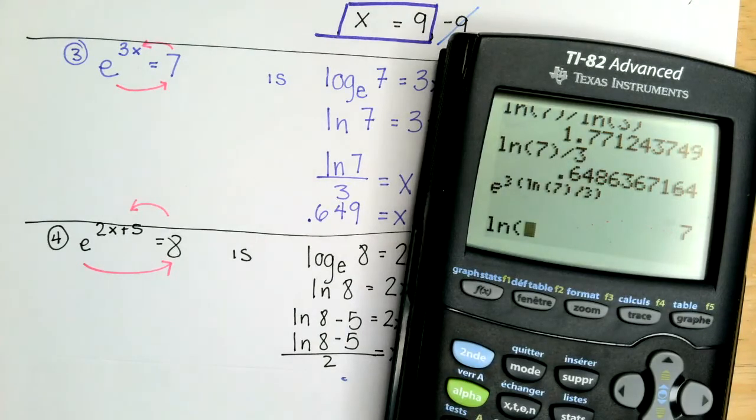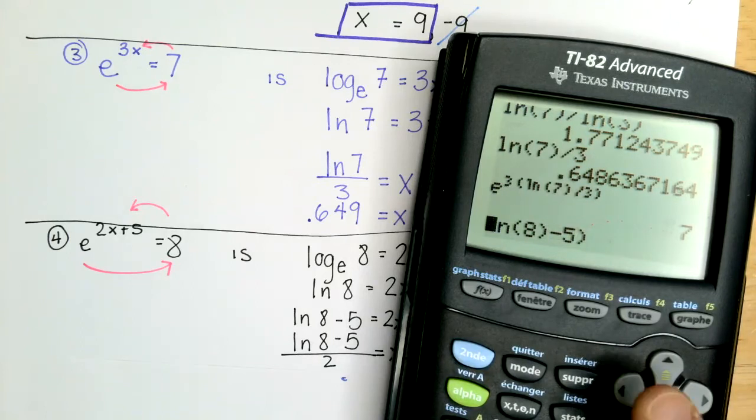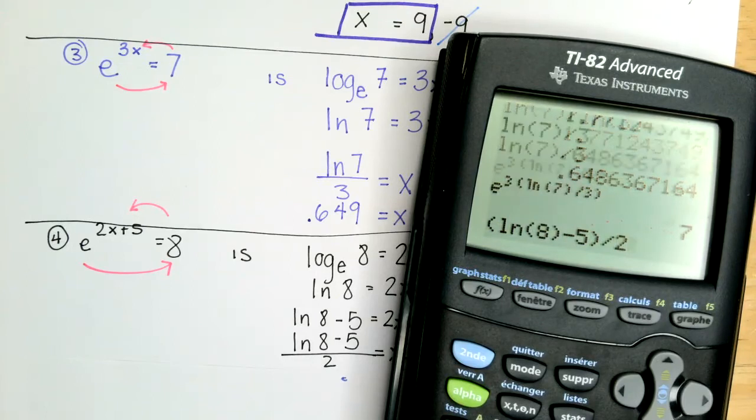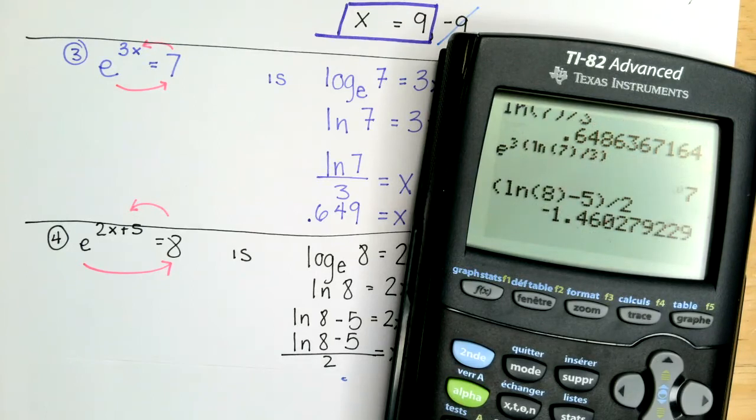Good? Natural log of 8 minus 5 divided by 2 is negative 1.460279229.